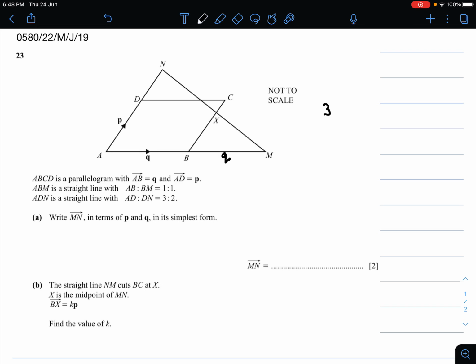So we can write 3 is to 2, and we know that AD, which is the 3 portion, is equal to p as they've given us in the question. So we can keep the DN as x. Now we have to cross multiply and solve for x. So 3 into x would be 3x equals 2p.